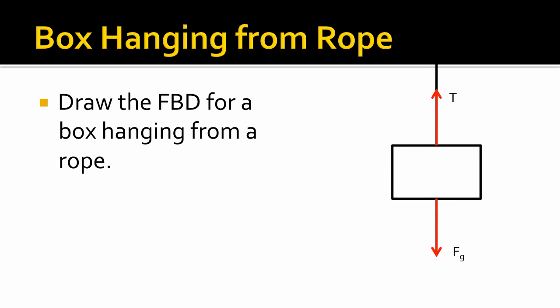And one more, this one involves tension. So we have a box hanging from a rope. So we have our box here, and you see the rope is connected to it. The force of gravity is acting downward, and the force of tension is going to act upward along the rope. Tension always acts along the rope. It won't act in some direction the rope is not going in, because that's the force because of the rope.